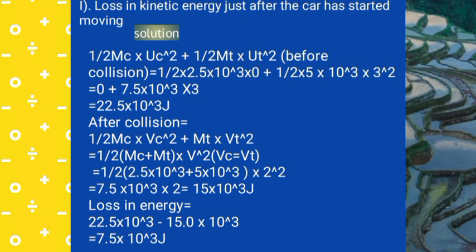Our loss in energy now is the energy before collision minus the energy after collision. That is 22.5 times 10 raised power 3 minus 15 times 10 raised power 3. And then we get 7.5 times 10 raised power 3 joules. That is our loss in kinetic energy.